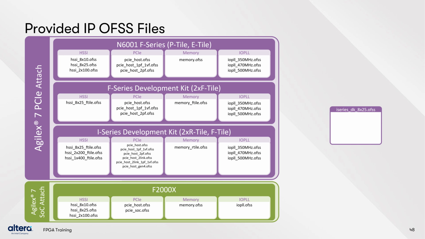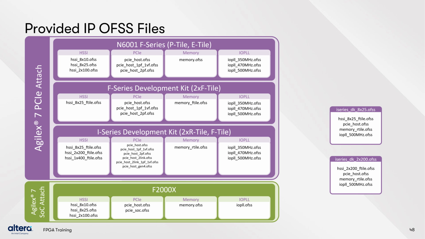For example, if you want to build an Agilex 7 PCIe attached design targeting the I-Series development kit with an 8x25 gigabit Ethernet interface, you can simply call the OFSS files for that specific configuration when you run the build script. Similarly, if you want to build the same design but with a 2x200 gigabit Ethernet interface, you can call the HSSI settings file that corresponds to the 2x200 configuration instead.